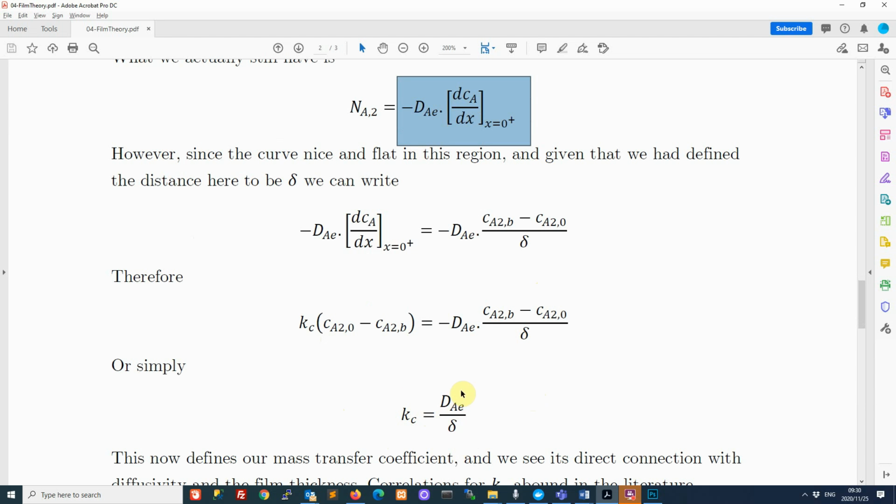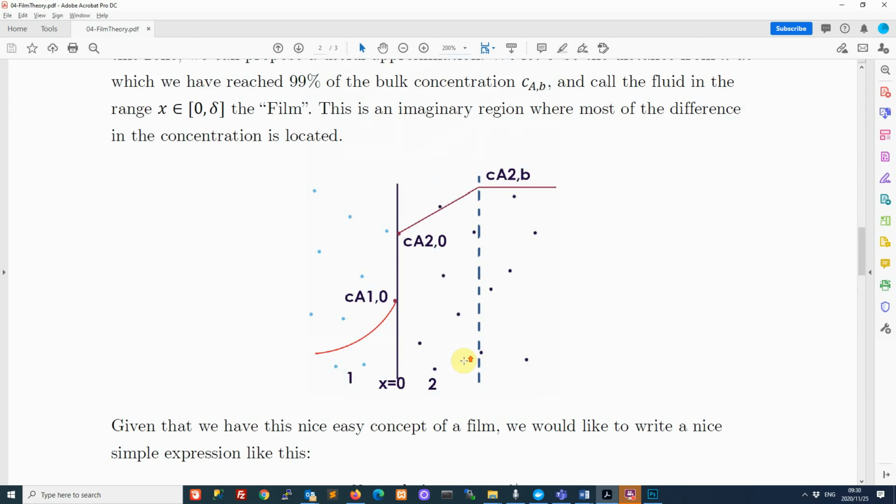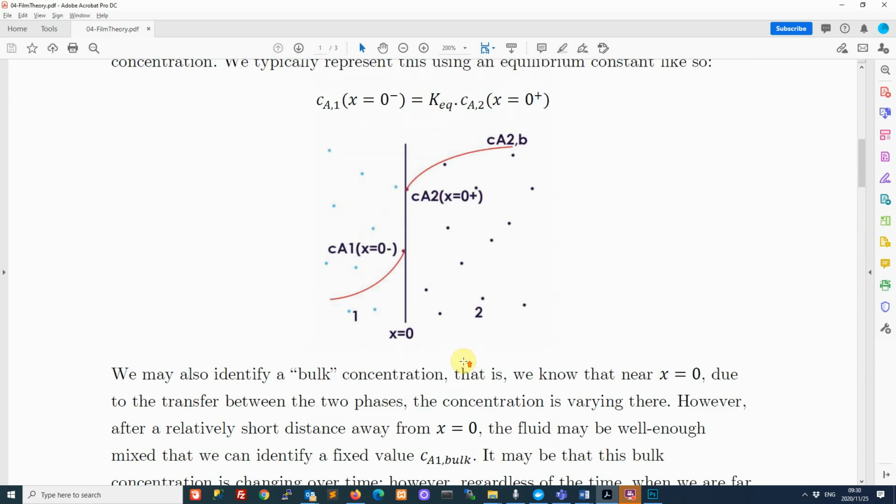It tells us that if we want to form a nice, easy approximation, we just need to take our existing diffusivity and divide it by the film thickness. So that's nice because we've invested a fair amount of time into estimating this diffusivity. So we know at least we have some nice correlations which we can use to estimate this number. However, there is this unknown number here, this delta. And in fact, this delta is not such a straightforward thing, right?